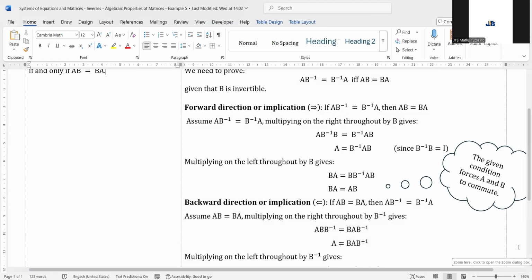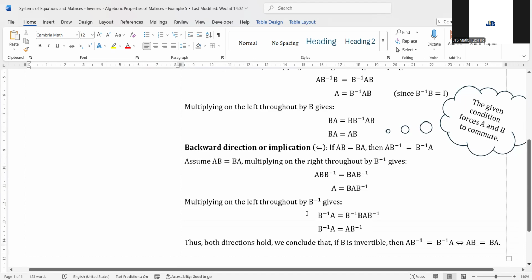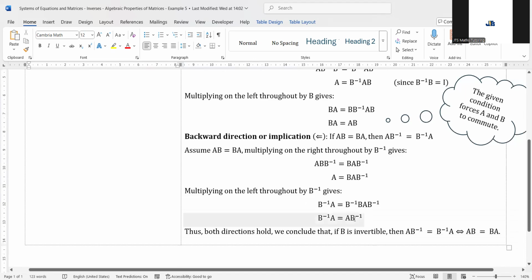Our next step after that is to multiply on the left throughout by the inverse of B. Boom. Just like what we had here, it forces these two to commute. So this is just the same as AB inverse is equal to B inverse A. Thus, we conclude that since both directions hold, if B is invertible, then AB inverse is equal to B inverse A if and only if AB is equal to BA.